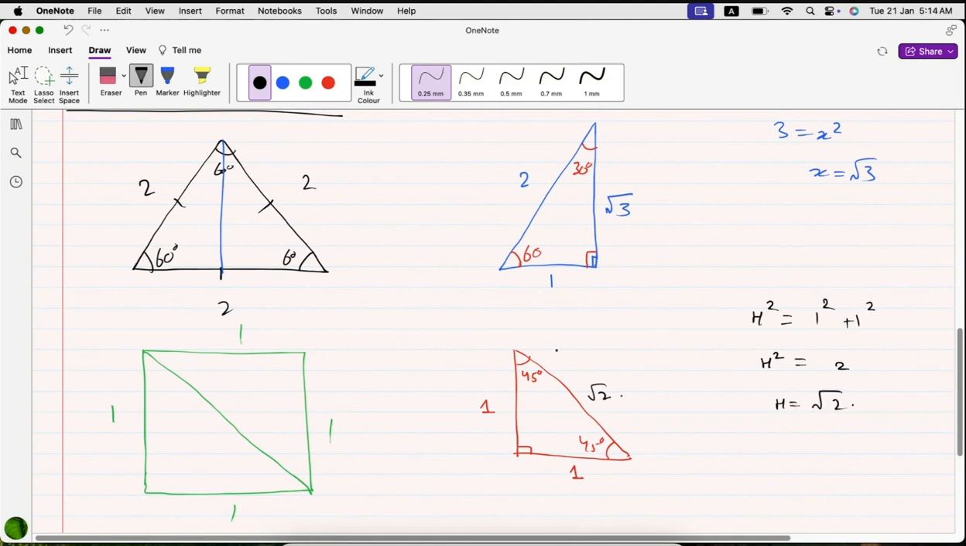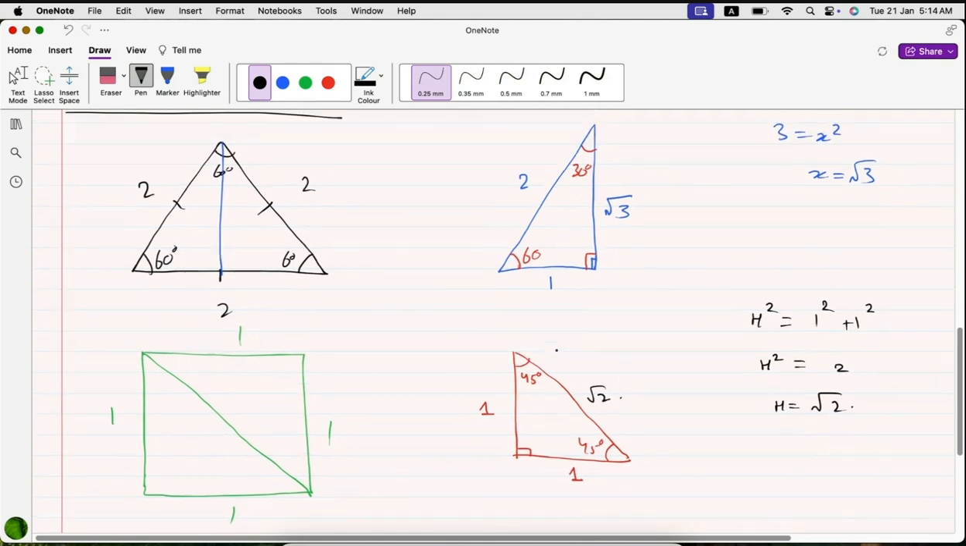Now we can just use these two triangles to answer for sine 30, cos 30, tan 30. And then sine 60, cos 60, and tan 60. Use the triangle and try to give the answer for these ratios: sine 30, cos 30, tan 30.